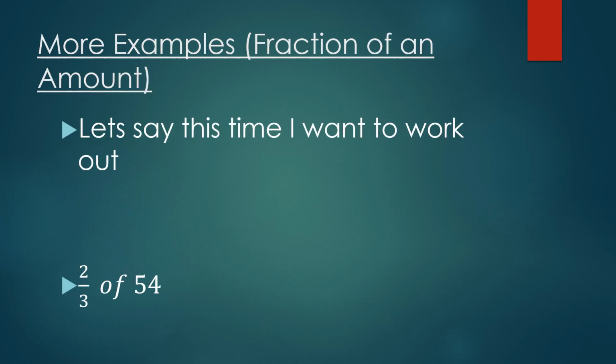Next one's slightly more tricky. So looking at some non-unitary fractional amounts. So let's say I want to work out 2/3 of 54. So more examples, fractional amount. We do 54 divided by 3 and then times it by 2, okay? So it's 54 divided by 3. I'm going to do it using the bus stop method if you're unsure, okay?